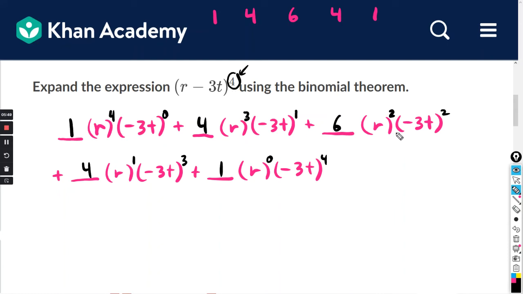Okay, and now all we have to do is simplify this. So we know that anything to the 0 power is just going to be 1, and anything times 1 is just that term. So we can cancel out the ones that are to the 0 power. Okay, so the first term is 1 times r to the 4th. The second term is a negative. Okay, and we have negative 3 times 4, so that's going to be negative 12 r to the 3rd.